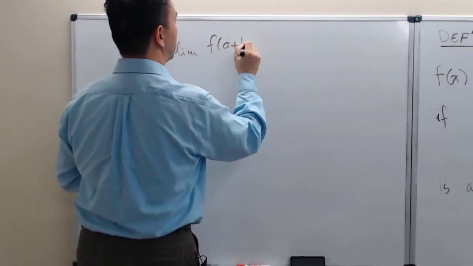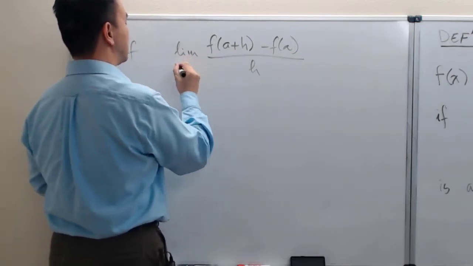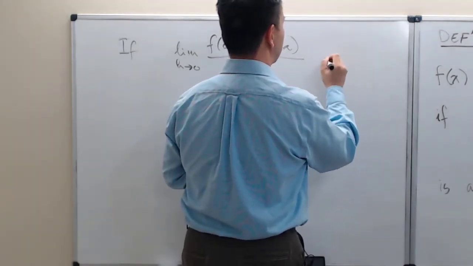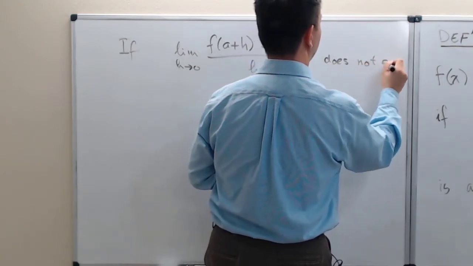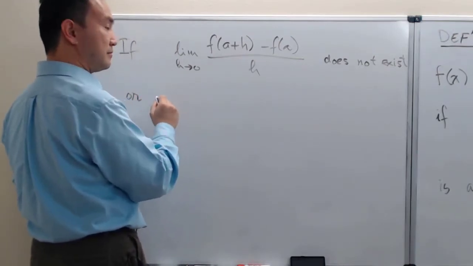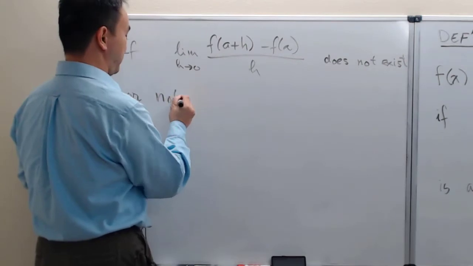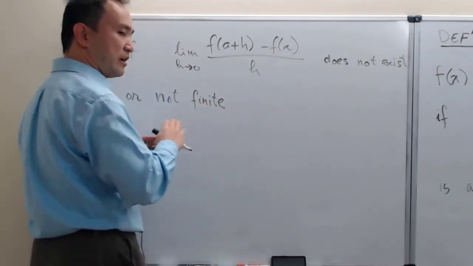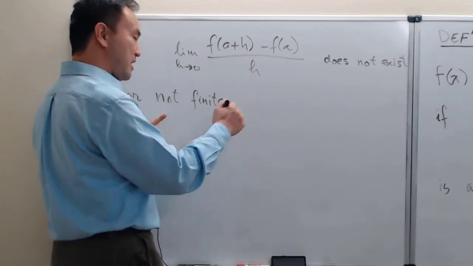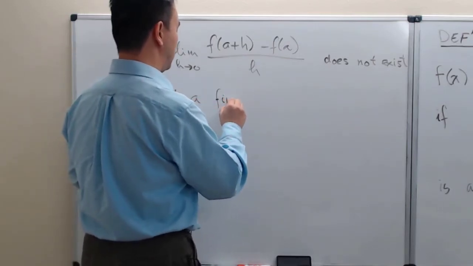f of a plus h minus f of a divided by h, and taking limit as h approaches 0, if this limit does not exist, or is not finite, any of the cases happen. Either we run into a non-existing limit, or we run into an infinity limit, or a not finite limit. Not a finite value.